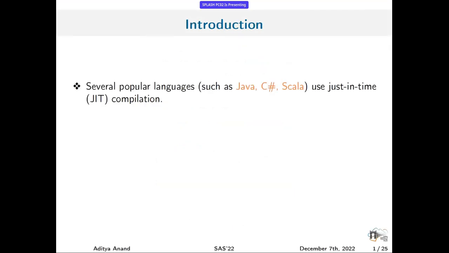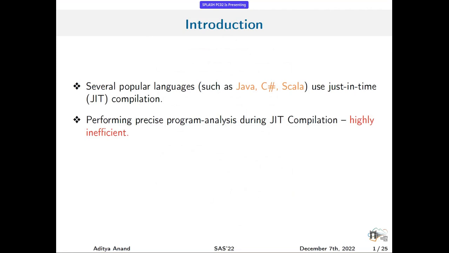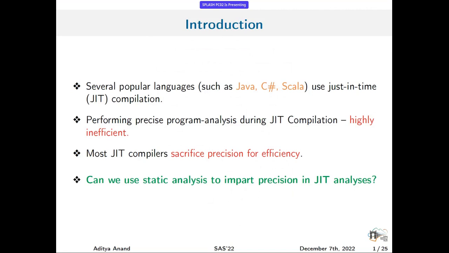We have several popular languages like Java, C#, and Scala, which use just-in-time compilers. The problem is that we can't perform precise program analysis with just-in-time compilers, because performing analysis at just-in-time is quite inefficient. So most JIT compilers perform imprecise program analysis and sacrifice precision for efficiency. Can we use static analysis to improve the precision of JIT analysis?